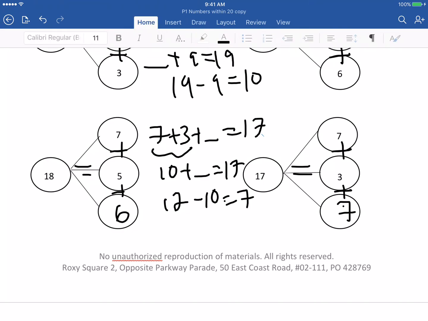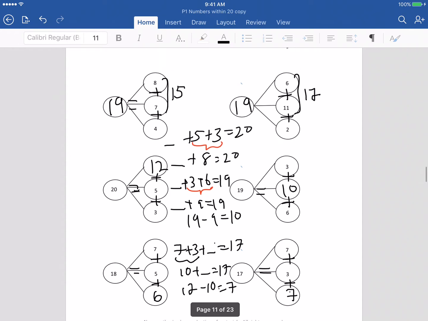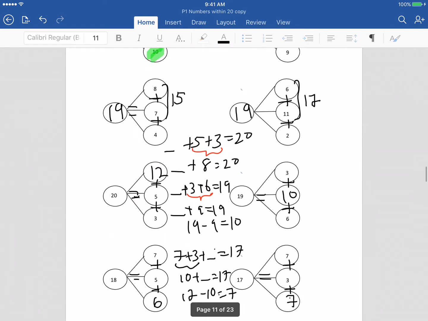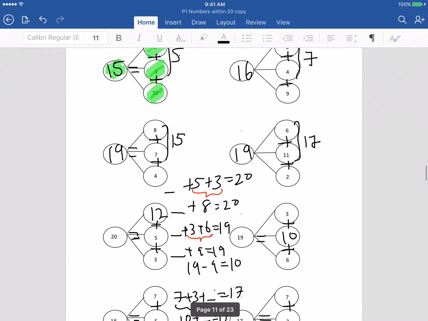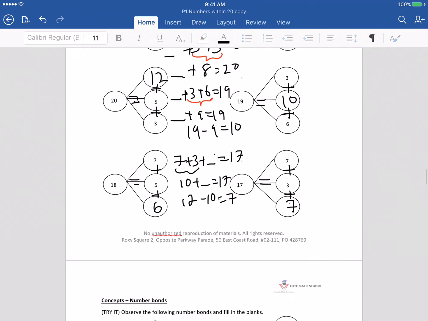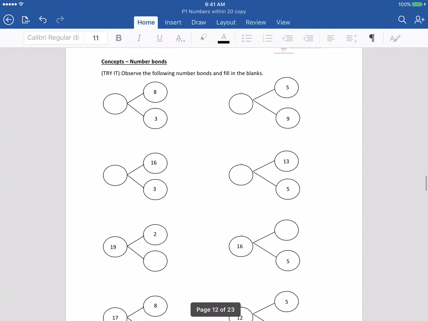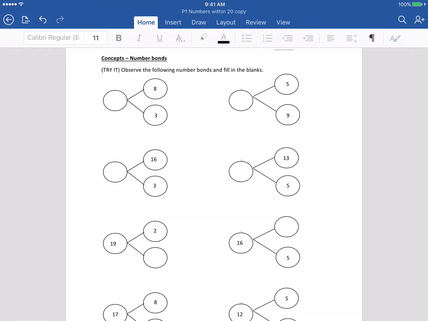Okay, can? Yep. So the number bonds for the few examples I just did are more complicated because there are more branches as compared to the ones before. But the way I do this is actually the same. It's just that more steps are involved. The next page is some of the exercises for number bonds with two branches.